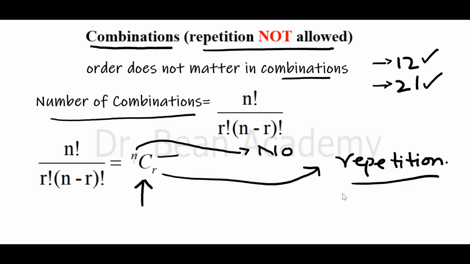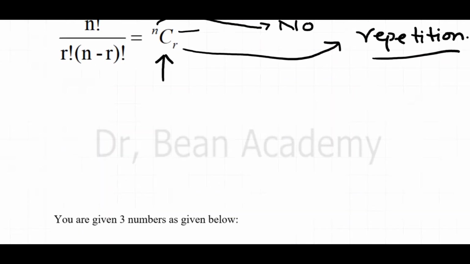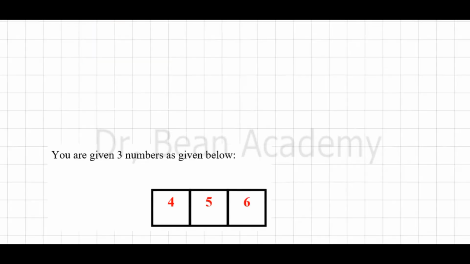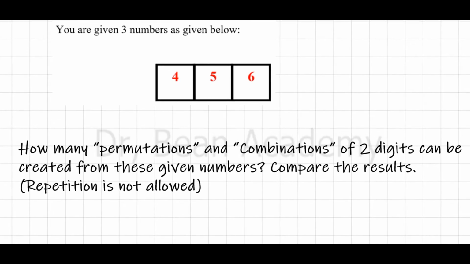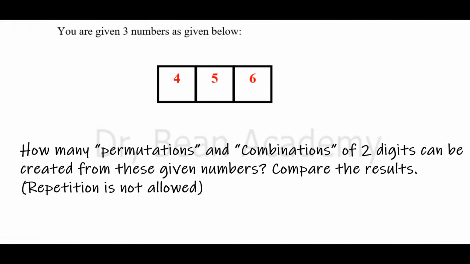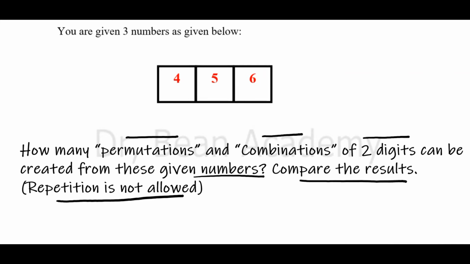Let's solve an example to elaborate what is the difference between a combination and permutation. It is an unusual question, but I hope you will feel the difference. We have three numbers, 4, 5 and 6. Now how many permutations and combinations of two digits can be created from these given numbers? Compare the results. Repetition is not allowed.